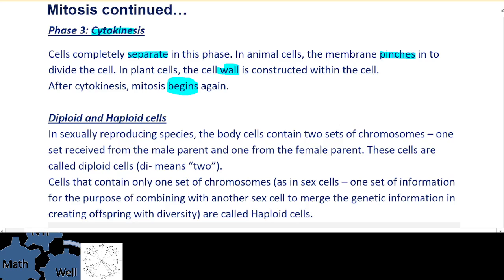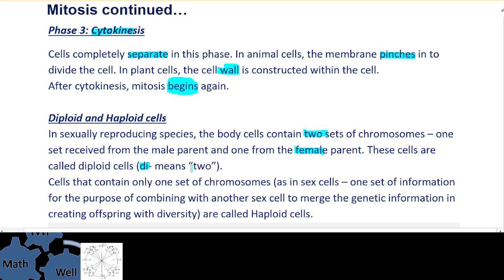Diploid and haploid cells, okay? So think about the di, and the di is going to be pretty important here. Di means two. In sexually reproducing species, the body cells contain two sets of chromosomes. One set received from the male parent and one from the female parent. These cells are called diploid cells. And remember, di means two.